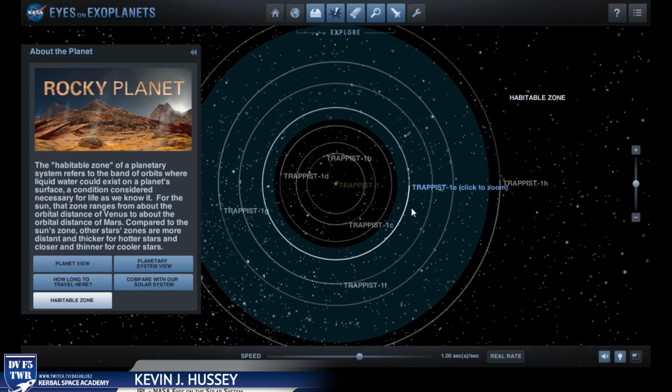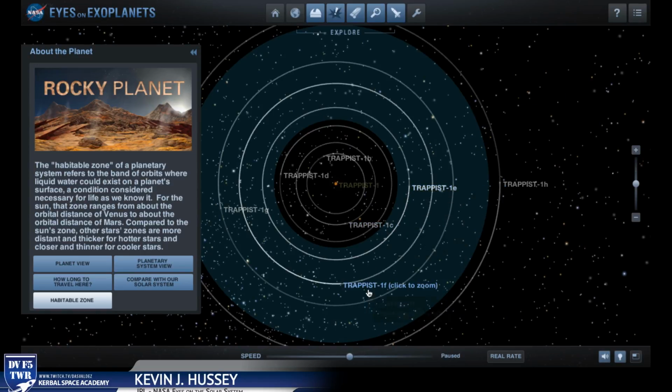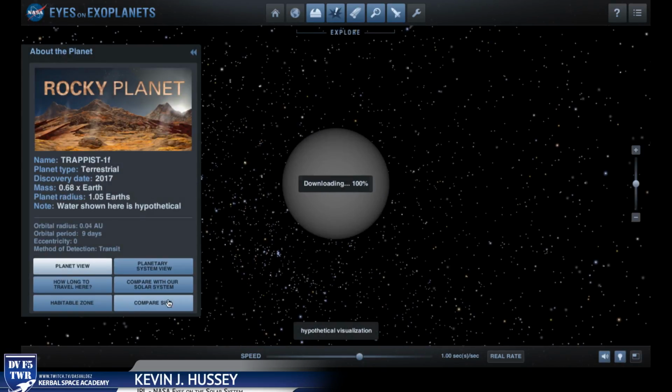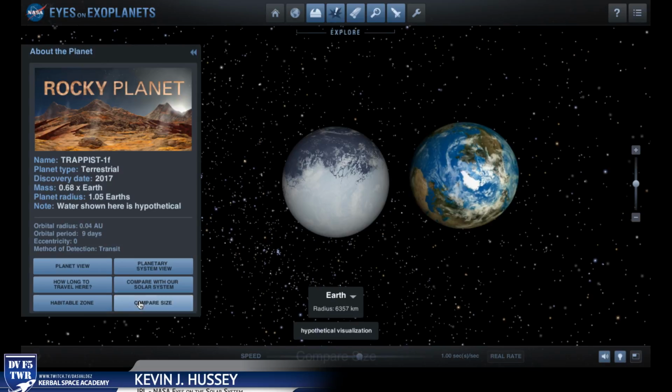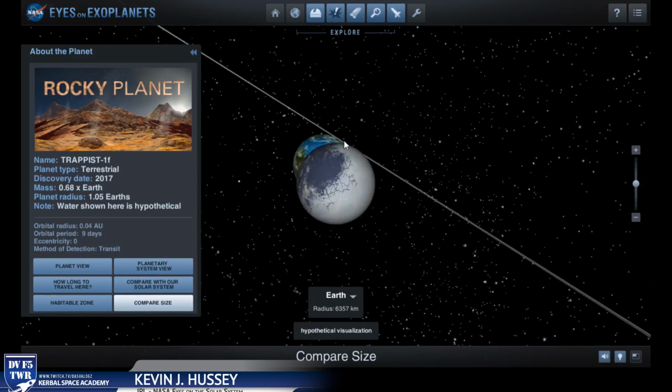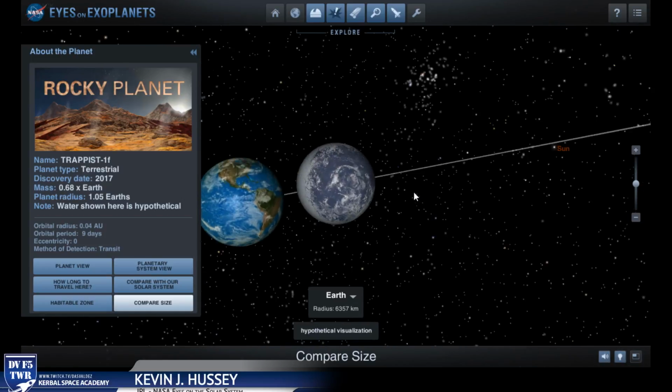Yeah, we're good. So we did E, let's go to the next one. Let's go to F. Okay. This time it should show it. Oh, great. So see where it says compare size? I'm going to compare size, and it puts the Earth next to it. We did say that they were nearly Earth-sized, and we weren't kidding. I mean, look, it's right there on the screen.